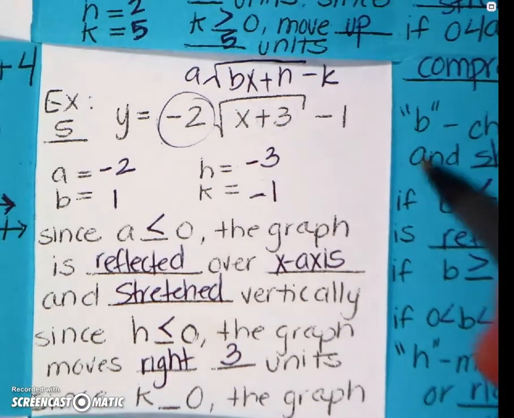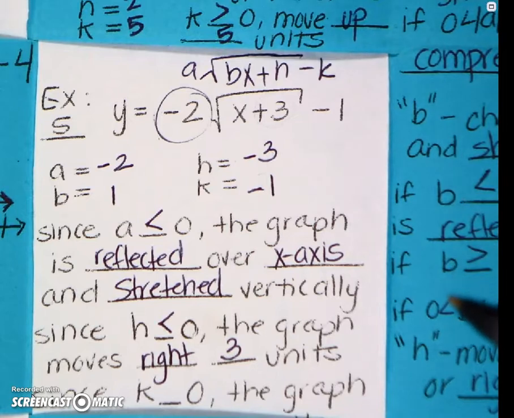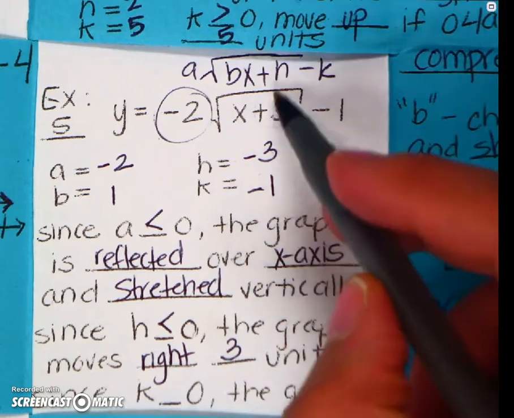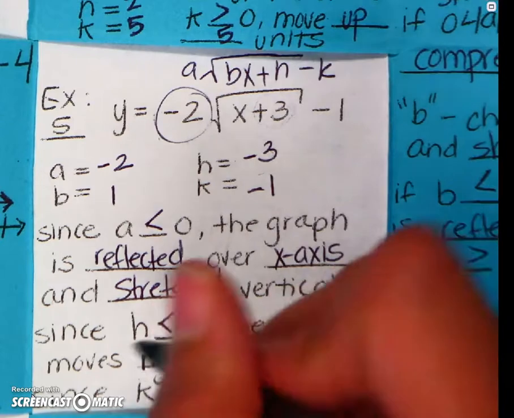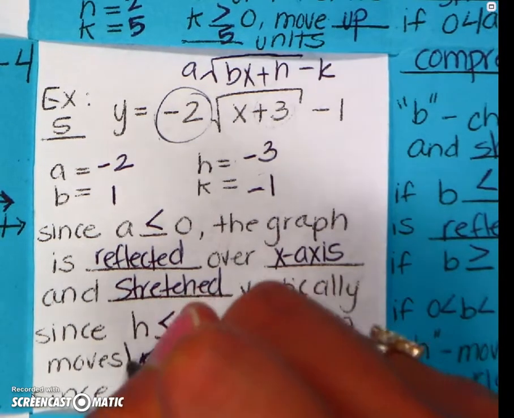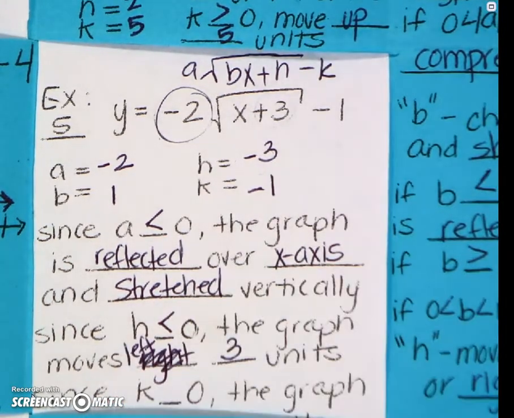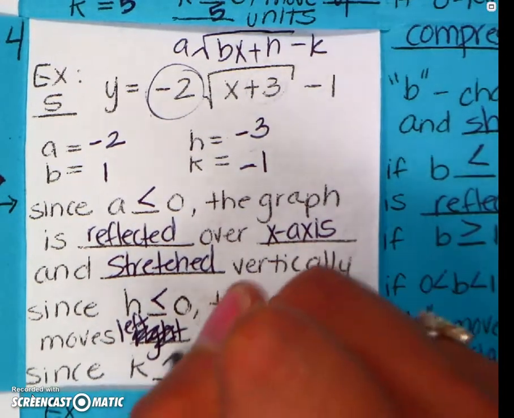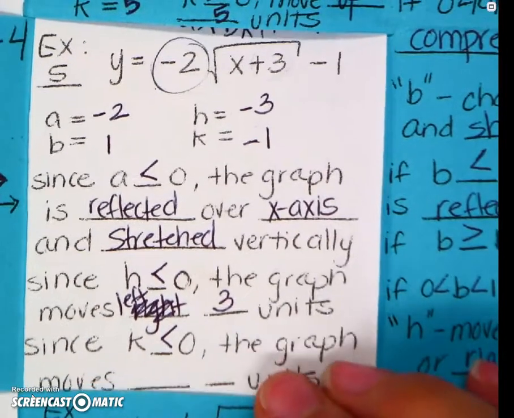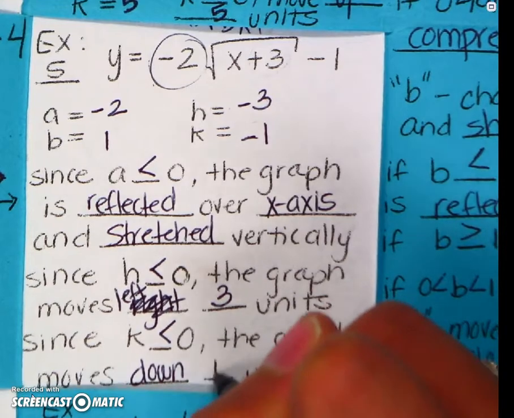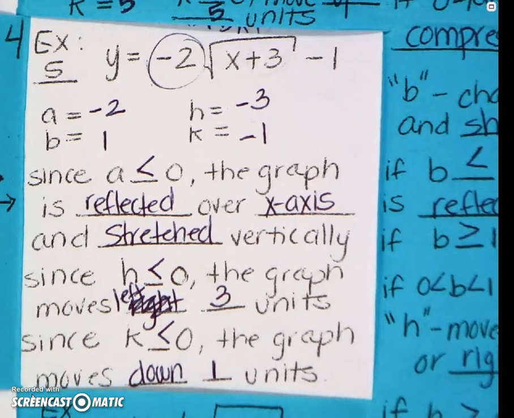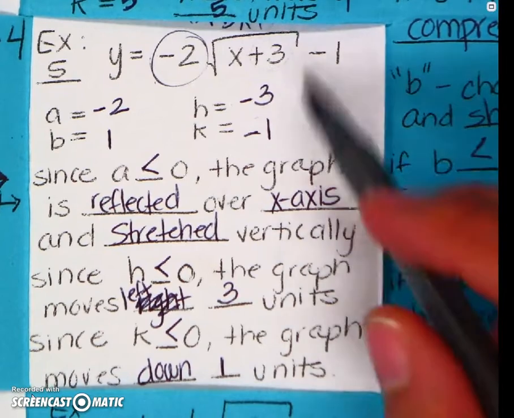Oh, it moves to the left. It's to the left because it's the opposite of what we expect. So since h is negative, I got that wrong. It moves to the left 3 units. Okay, and since k is less than 0, the graph moves down 1 unit. Okay, that was a little tricky. I hate when it's not the same.